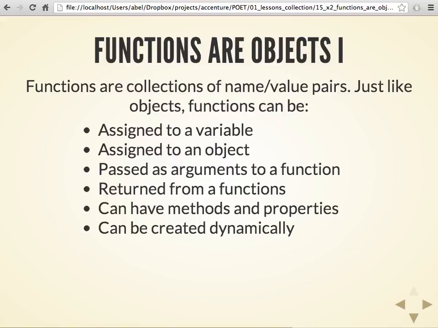In this lesson, we're going to be looking at how functions are objects. Very much like objects, functions can be assigned to a variable, assigned to an object, passed as arguments, returned from a function, and can have methods and properties and can be created dynamically. So let's go ahead and test a few of these properties on the console.